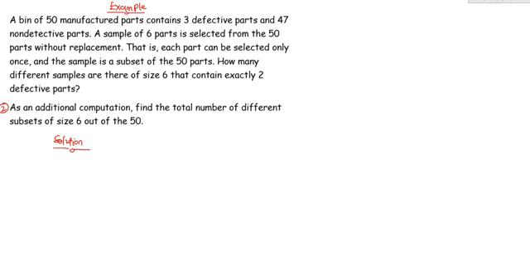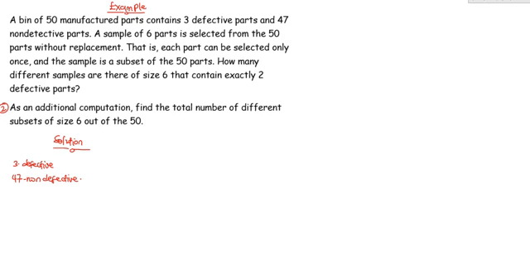Okay, so we have a bin of 50 parts, and out of the 50 parts, 3 of them are defective and 47 are non-defective. The question is saying, how many different samples of size 6 are there that contain exactly 2 defective parts.